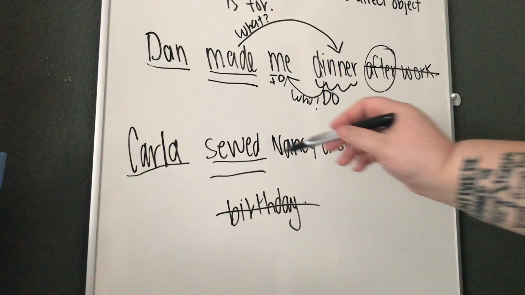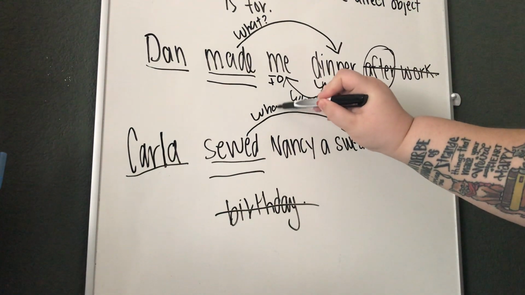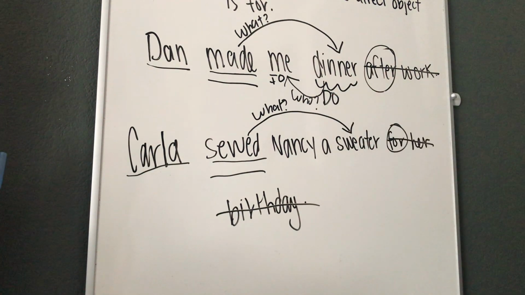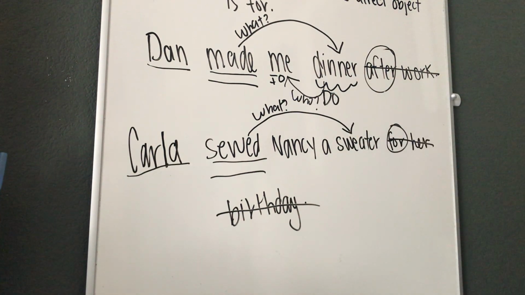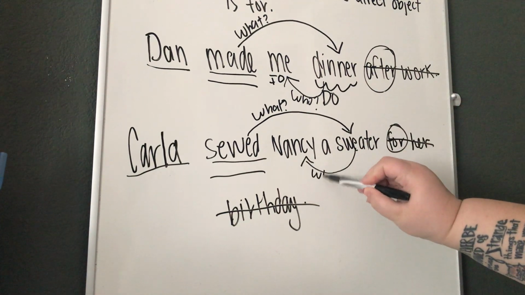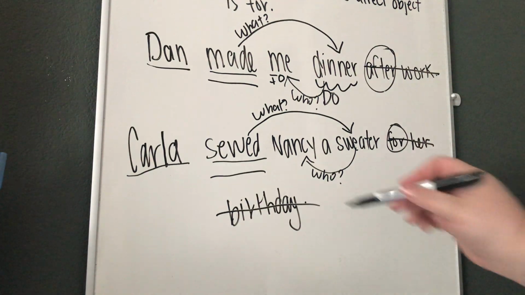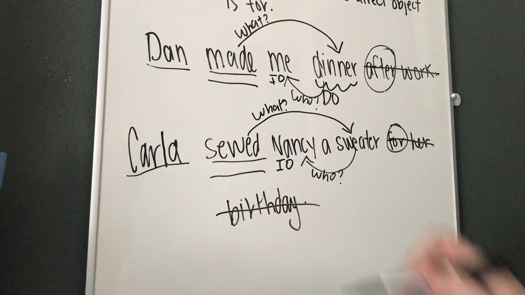Carla sewed what? A sweater. That answers my question, what? Carla sewed the sweater for whom? Nancy. Nancy is my indirect object.